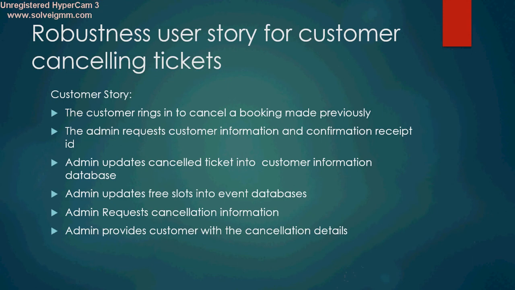Moving on to the robustness user story for customer cancelling tickets. So the customer story would be that the customer rings in to cancel a booking that was made previously. Then the admin requests the information and the confirmation receipt ID. Then the admin would update the cancelled tickets into the customer information database. Then the admin updates the slots into the event database. Then the admin requests cancellation information, which then provides the customer with those details.